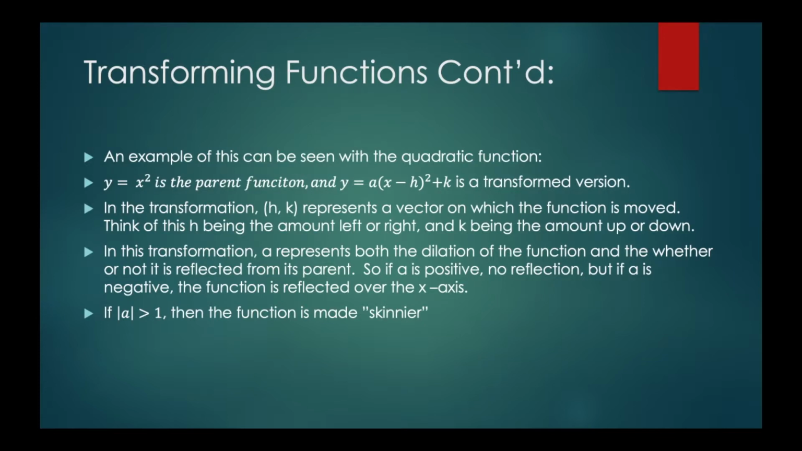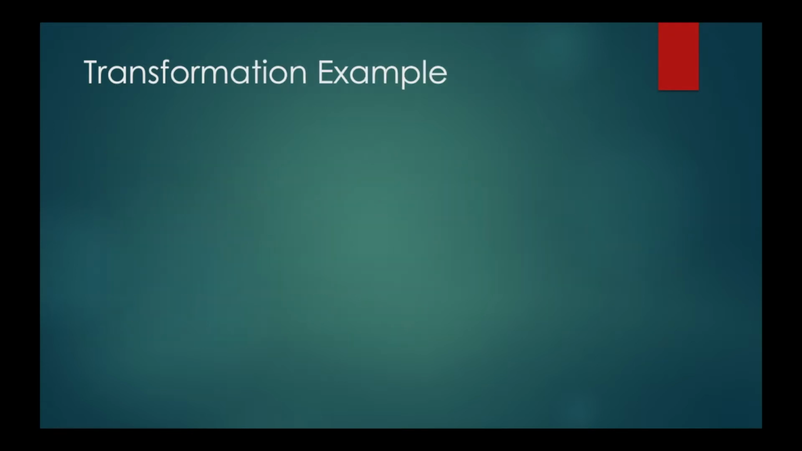So if the absolute value of a is greater than 1, meaning if a is positive 2 or negative 5 or something that is greater than 1 either in the positive direction or the negative direction, the function becomes skinnier. If the absolute value of a is less than 1, meaning if it's a fraction of 1, either positive or negative, the function's made wider because it's being compressed on the y-axis. Let's take a look at an example of this.